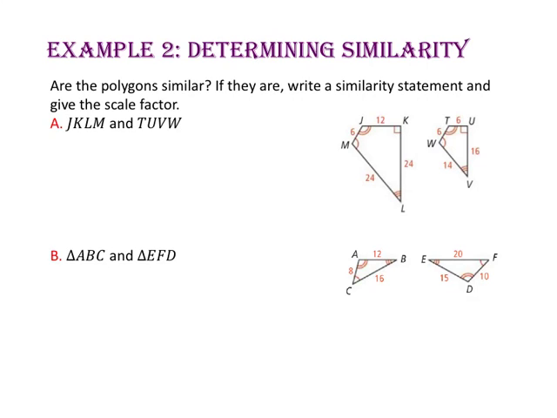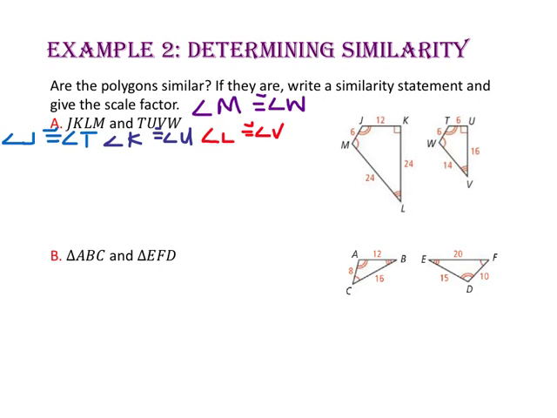Are the polygons similar? If they are, write a similarity statement and give the scale factor. Let's begin by identifying the pairs of congruent angles. Since angle J is congruent to angle T, angle K is congruent to angle U, angle L is congruent to angle V, and angle M is congruent to angle W. All the corresponding angles are congruent.